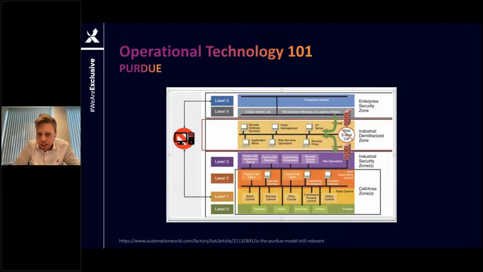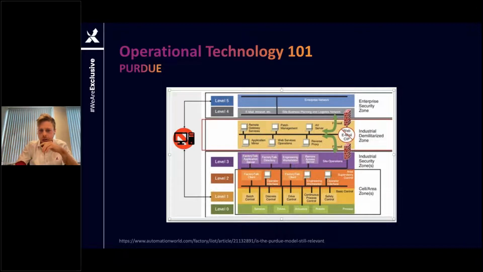We can also visualize this model in a diagram. As you can see, the green level 0, there we have our processes. So robots, actuators, sensors. Level 1, as I said at the end, the safety controls, and also the controls which monitor the sensors and the robots. Level 2, we have the operator interfaces, so the machines that control everything below.